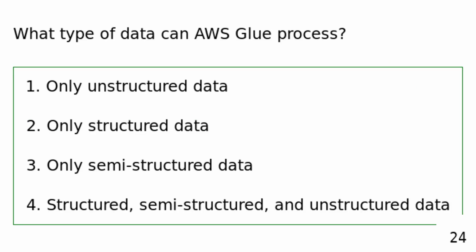What type of data can AWS Glue process? Only unstructured data. Only structured data. Only semi-structured data. Structured, semi-structured, and unstructured data.